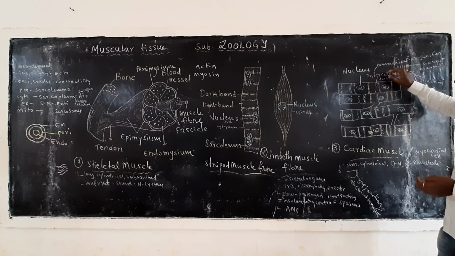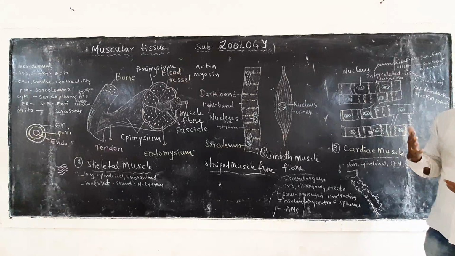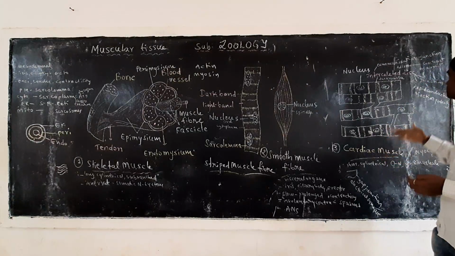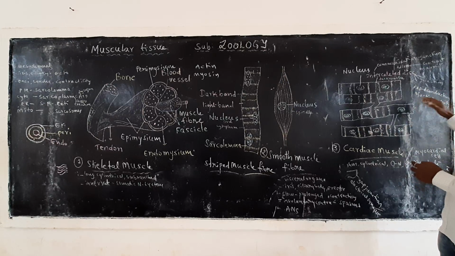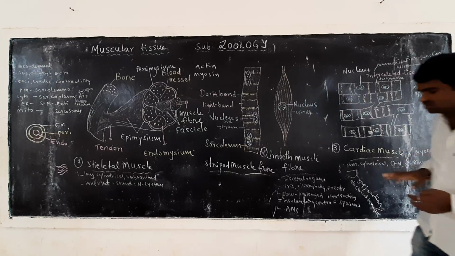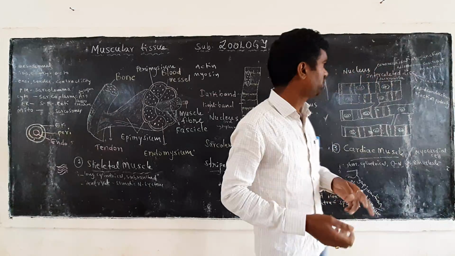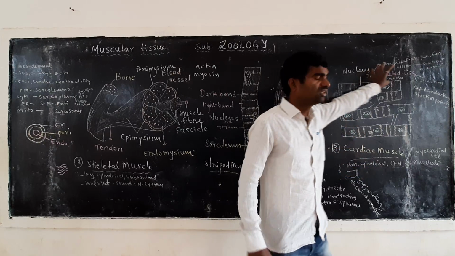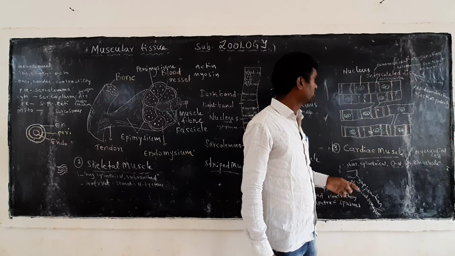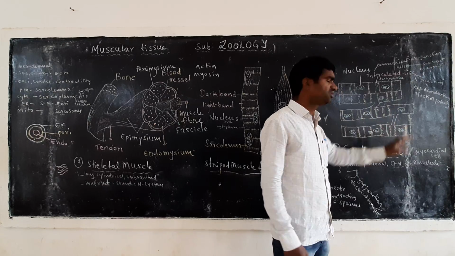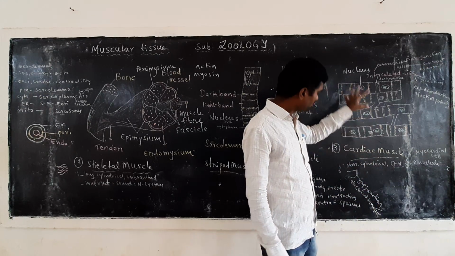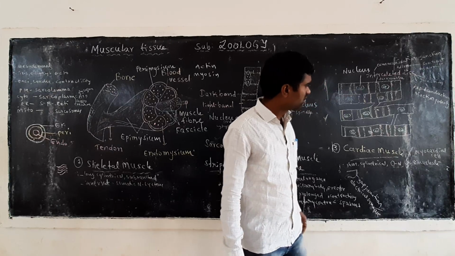And the intercalated disc is divided into three parts. The first one is gap junctions, and the second and third show rapid conduction of action potentials. Rapid conduction of action potentials is a feature of the intercalated disc. Structures like these are formed here. Okay, these are called cardiac muscles, right?